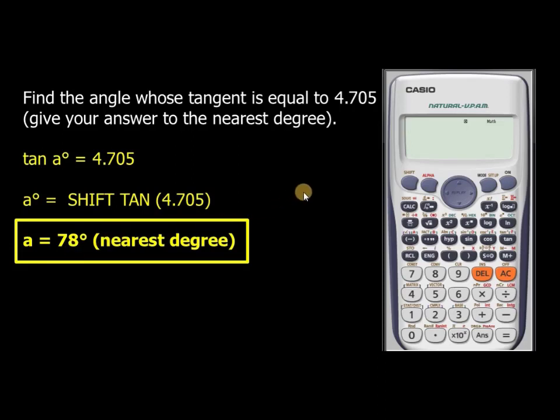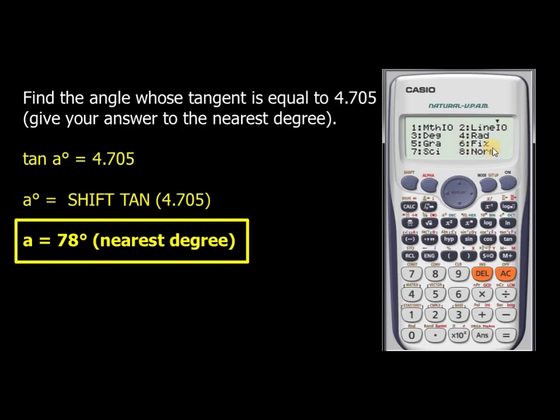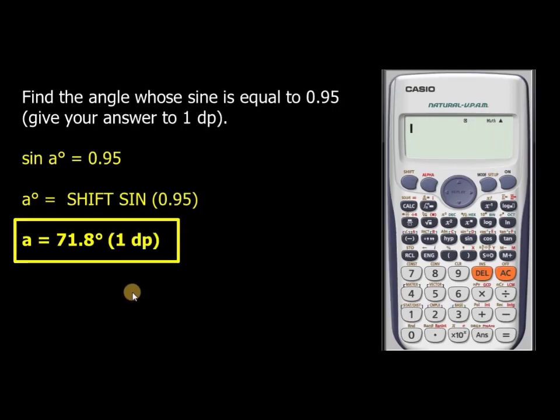Here's how we do it on a calculator. Shift tan 4.705, close bracket, equals. Now this is the full answer. It has decimal places. We want nearest degree. We don't want decimal places. We go shift, set up, fix means round, and we want 0 decimal, no decimal, so put 0, and there's the answer, 78 degrees.